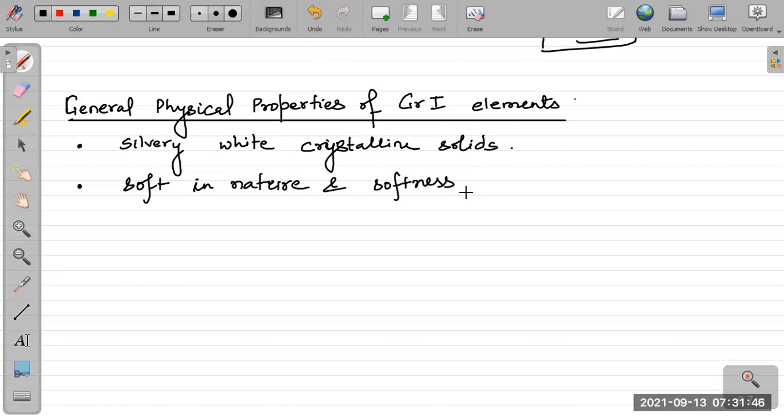ठीक है, softness increases down the group.